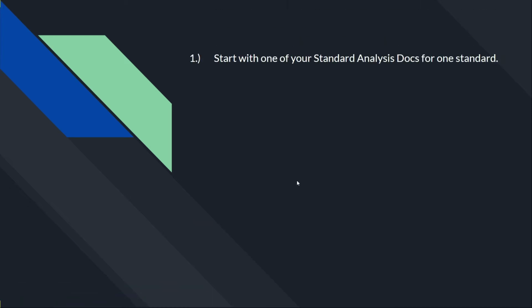Well, you're going to start with that standard analysis document, the one that has the I can statements on it, and you're going to read down through that analysis document for the particular standard that we're looking on, because you're going to go do this one standard at a time. You're going to find the items on the assessment that assess that particular standard as well.